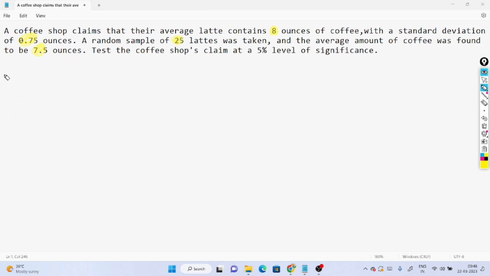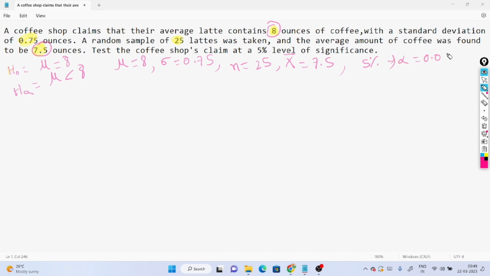So for that, we may do hypothesis testing, and I may write my null hypothesis as H naught, which is equal to, I may take it like mu is equal to 8. That means this is the given statement, mu is equal to 8. But my alternate hypothesis should be mu is less than 8, because for the sample we got 7.5, that is given in the problem. So first of all, let me write all the terms which were given. Mu is 8 because the population mean is given as 8 with a standard deviation of 0.75, and a total of 25 lattes were taken per sample, which has a sample mean of 7.5, and they have also given a significance level of 5%. That means my alpha should be 0.05 out of 1.